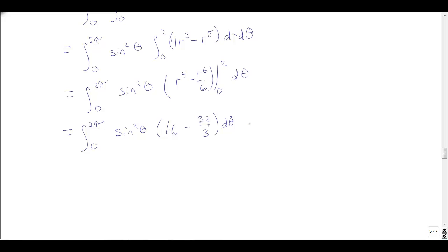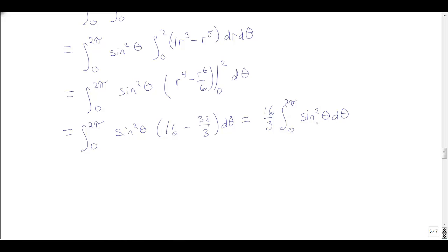And this, let's say I could simplify this. 16 is going to be 48 thirds minus 32 thirds. It's going to give me 16 thirds times the integral from 0 to 2 pi of sine squared theta. Let's rewrite that: sine squared theta d theta. So that's what I've got.